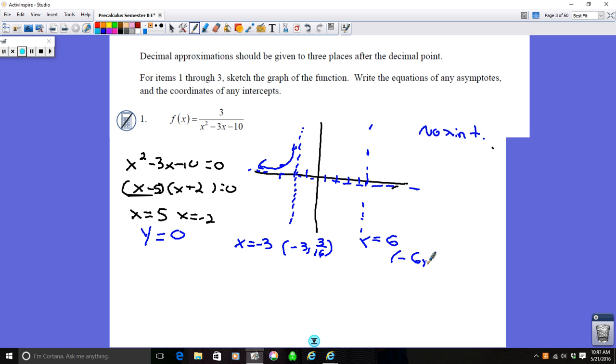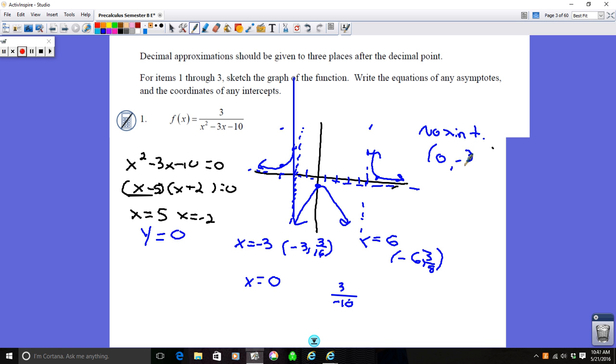It looks like 3/8. So again, we are up in this quad up here. And then in the middle, let's go ahead and plug in when x is equal to 0. We're going to have 3 over -10. So 0 and -3/10 is going to give you the y-intercept.